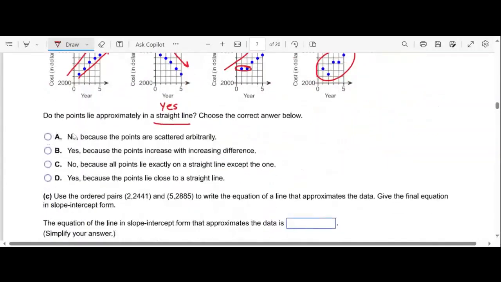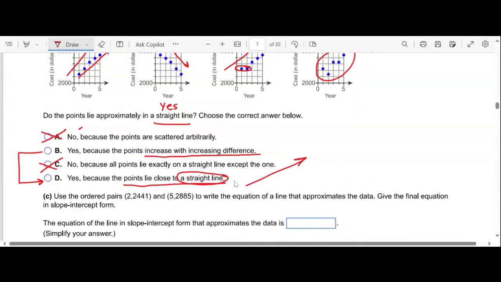Okay, so if we go to the answers here, we eliminate A and we eliminate C. So we are left with two choices, either B or D. What's the difference between B and D? This one says increasing with increasing differences. This one says the points lie close to a straight line. It's close to a straight line because it's increasing in a straight line. But there is no difference. Increasing differences, not differences. So we'll cancel B, and the answer is D.